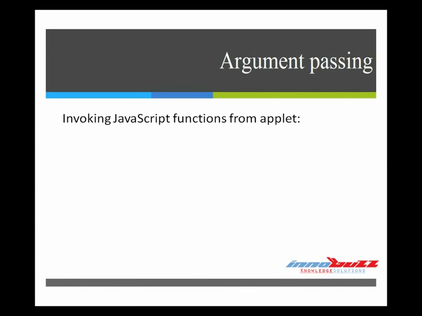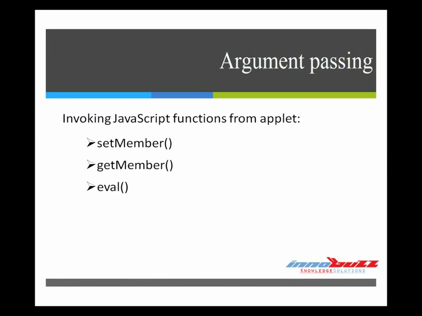With this object, we can reach the JavaScript functions that are implemented in the HTML page by using the setMember, the getMember, and the eval methods of the JSObject class. SetMember and getMember are used to set and get the parameter of the JavaScript methods. And we can call the JavaScript functions with the eval method.